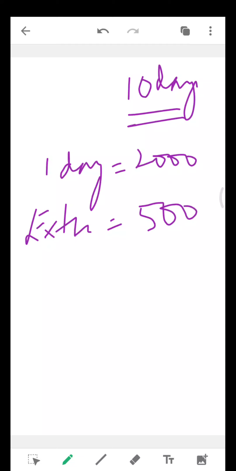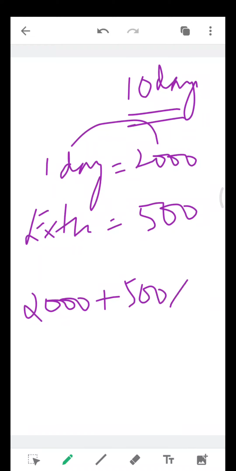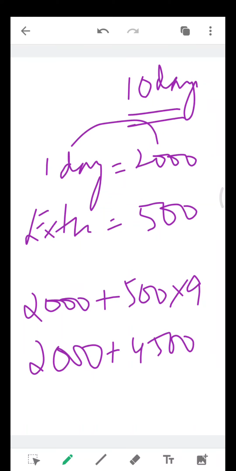So if a person is staying for 10 days in a hotel, he has to pay 2000 rupees for the first day. Then for 9 more days he is staying. One day he already paid, 9 more days he is staying in the hotel, so 500 into 9. So he has to pay 2000 plus 4500, so that will be 6500. This will be the charges for a 10-day stay in a hotel.